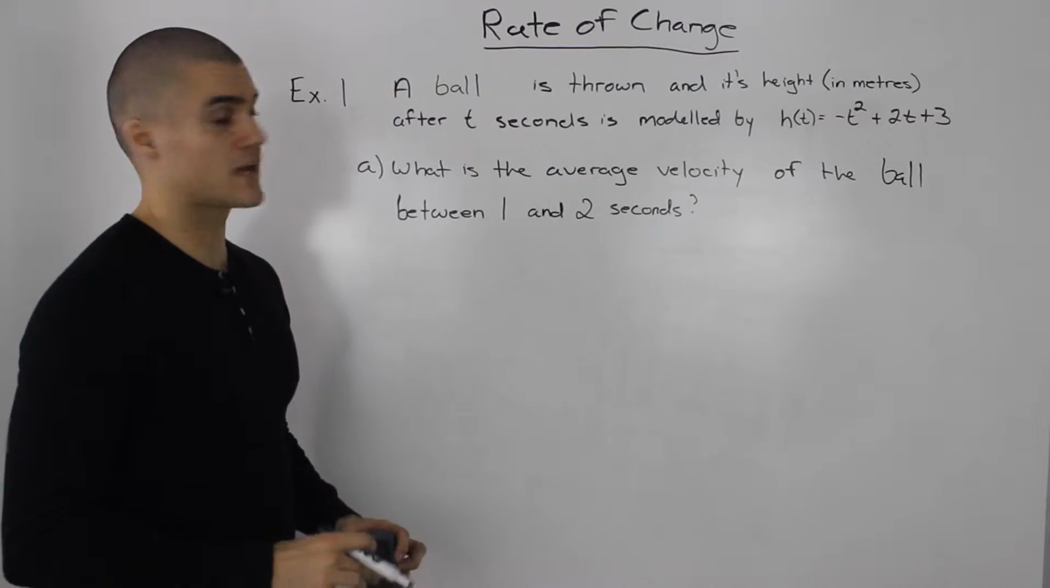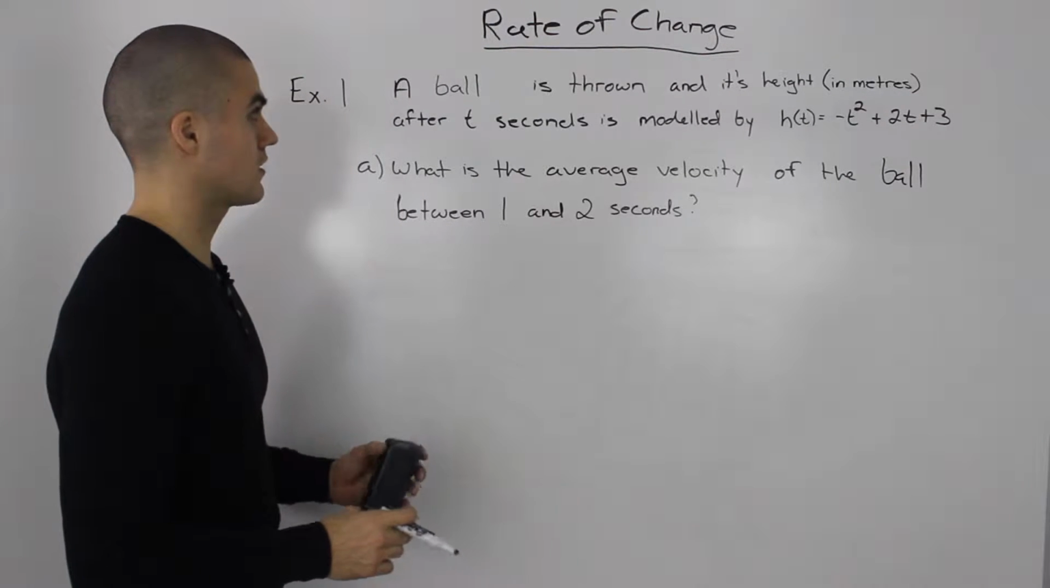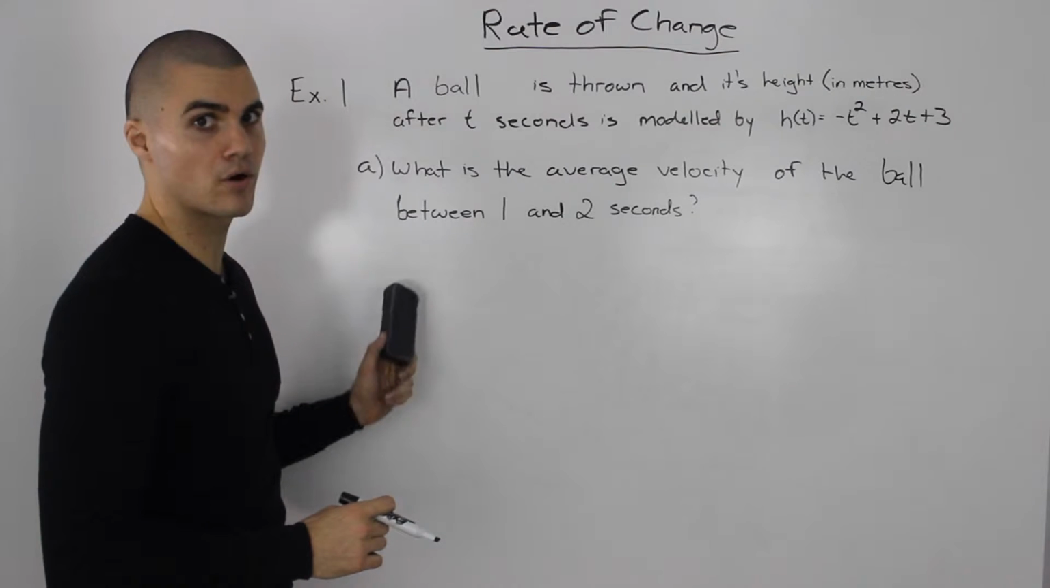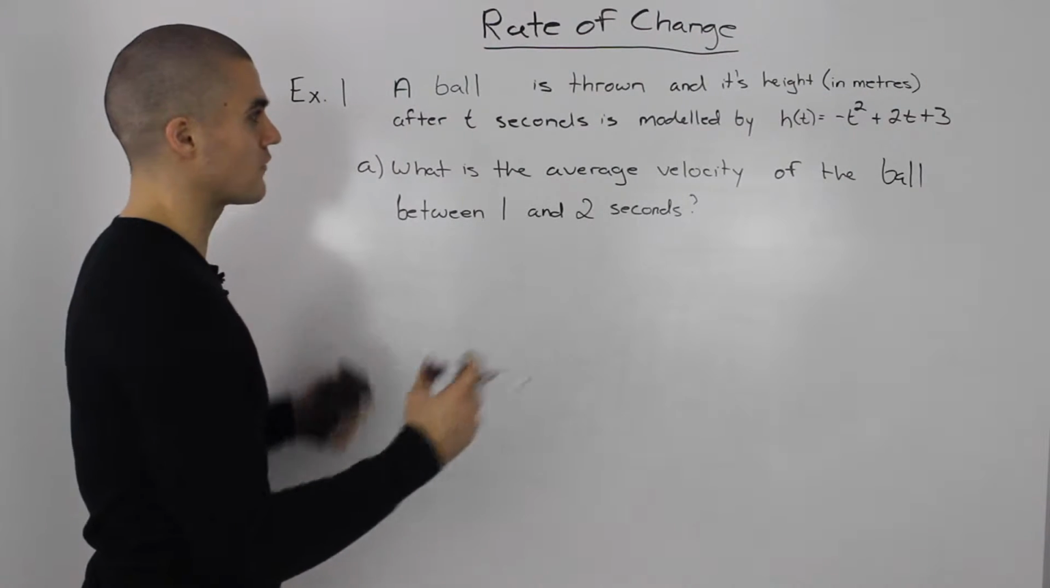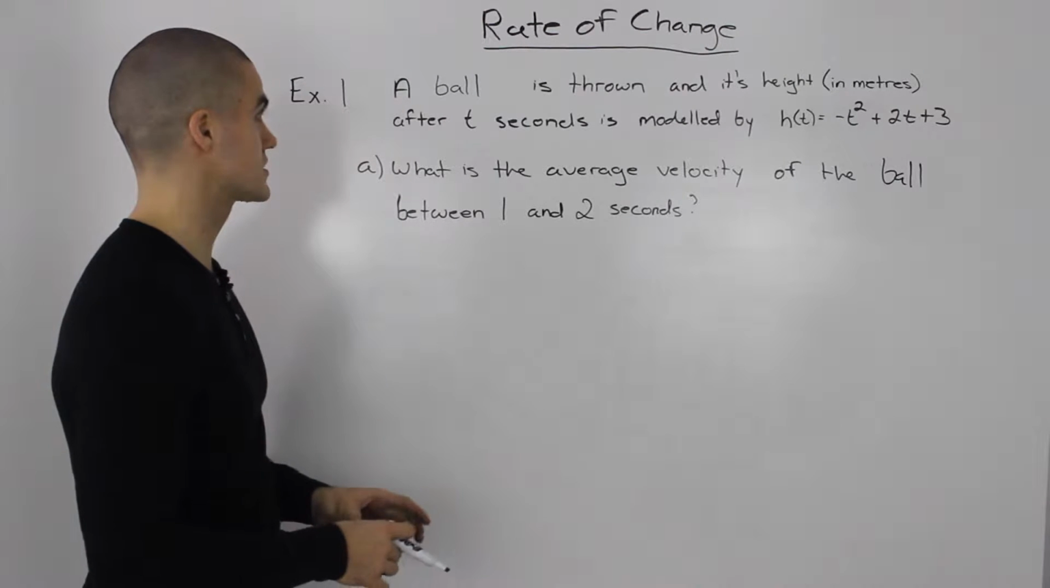Let's do our first example for rate of change. And this example is going to have three parts, A, B, and C. And we're going to do each one separately as we won't have enough room to do all three at once.